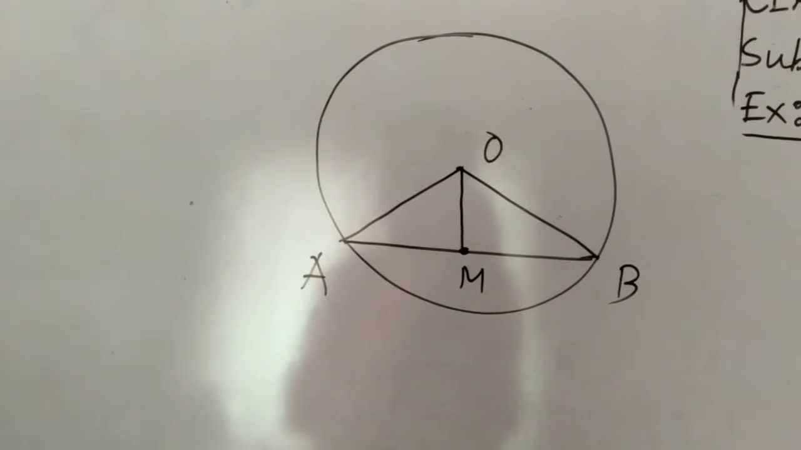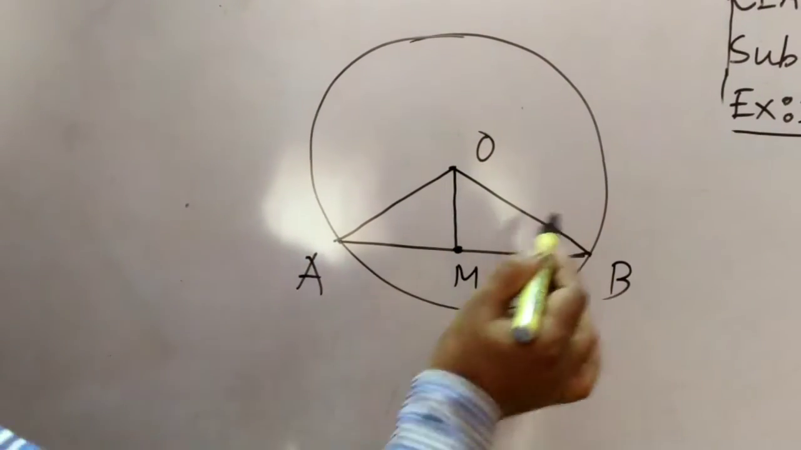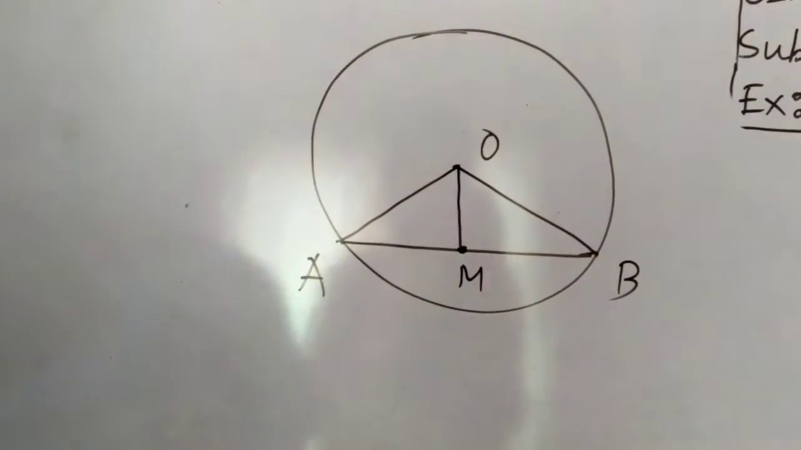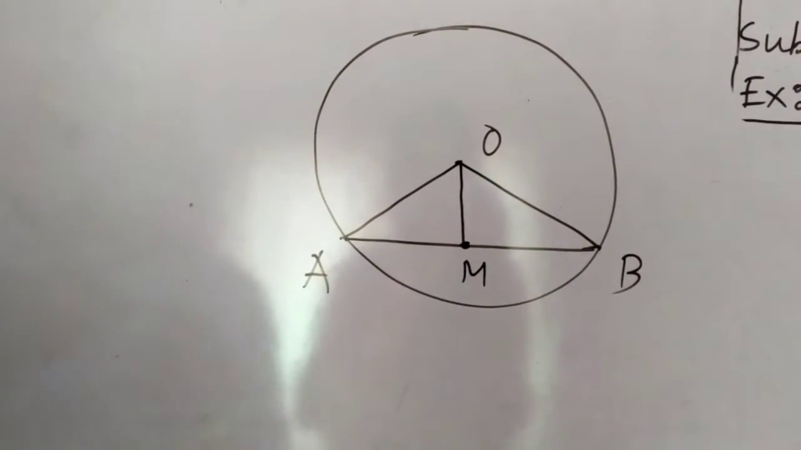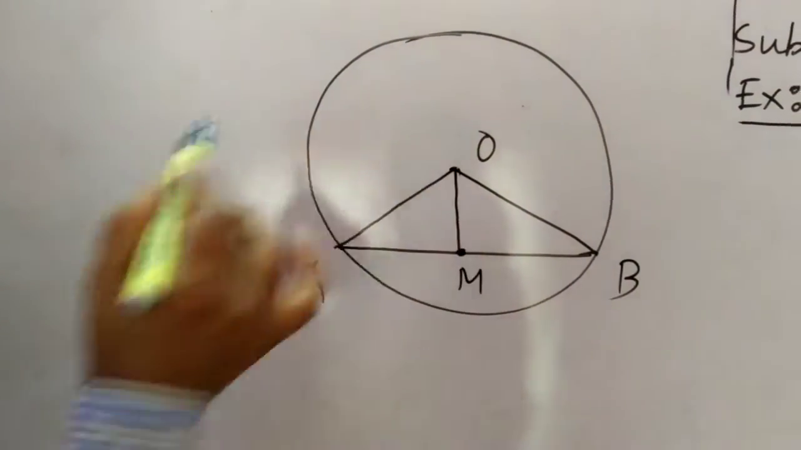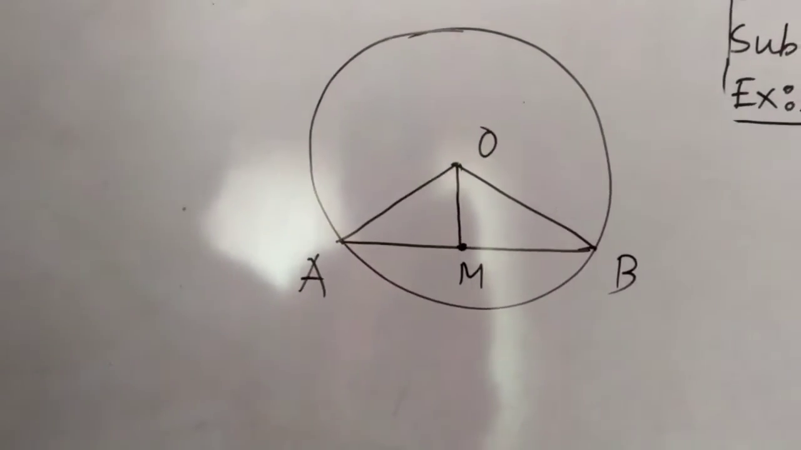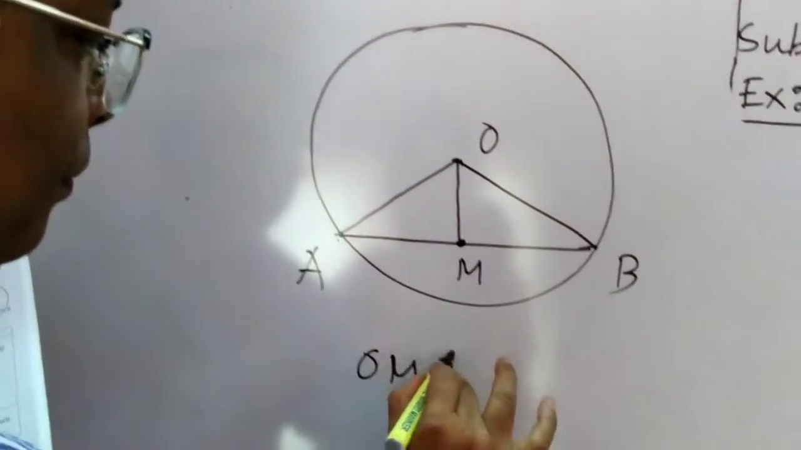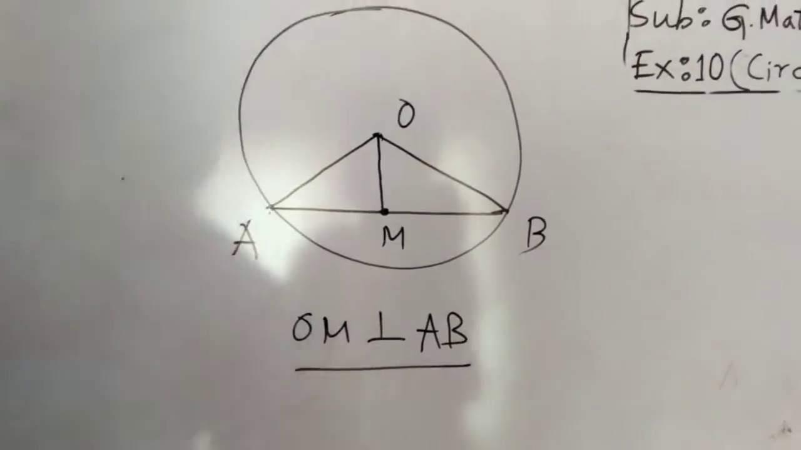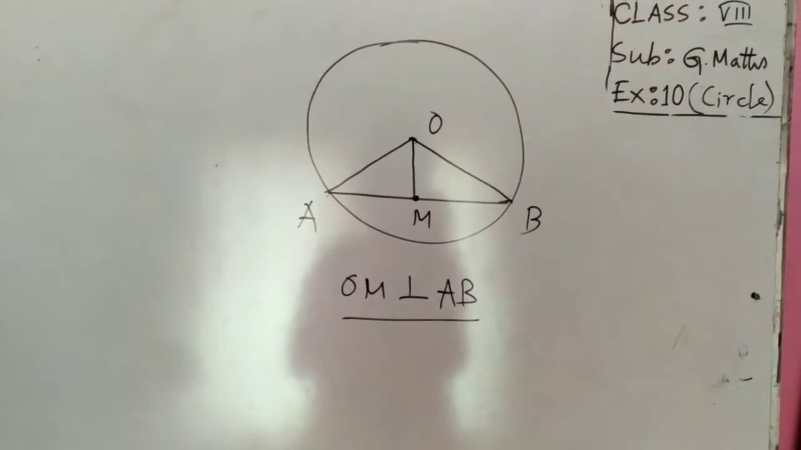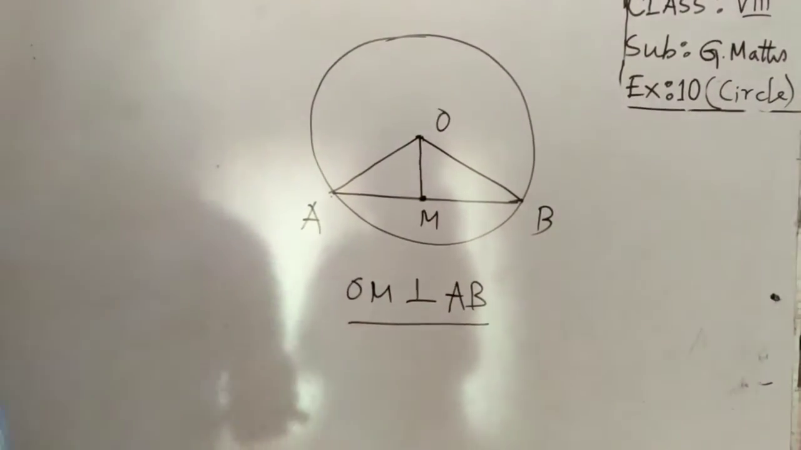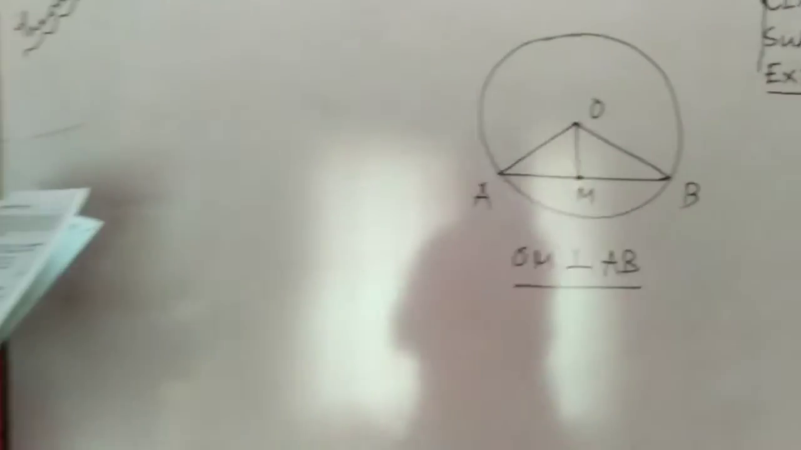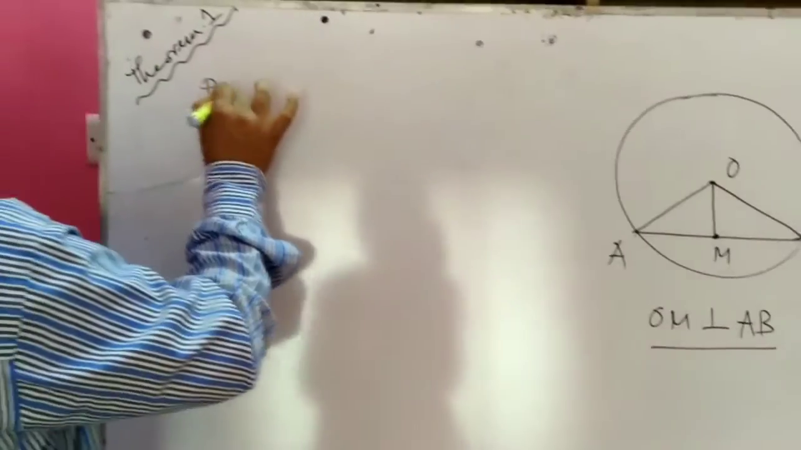Again, let AB be a chord of the circle with center O. M is the midpoint of AB. Join OM. It is required to prove that OM is perpendicular to AB. Here given M is the midpoint of AB. You have to prove that OM is perpendicular to AB. Proof.